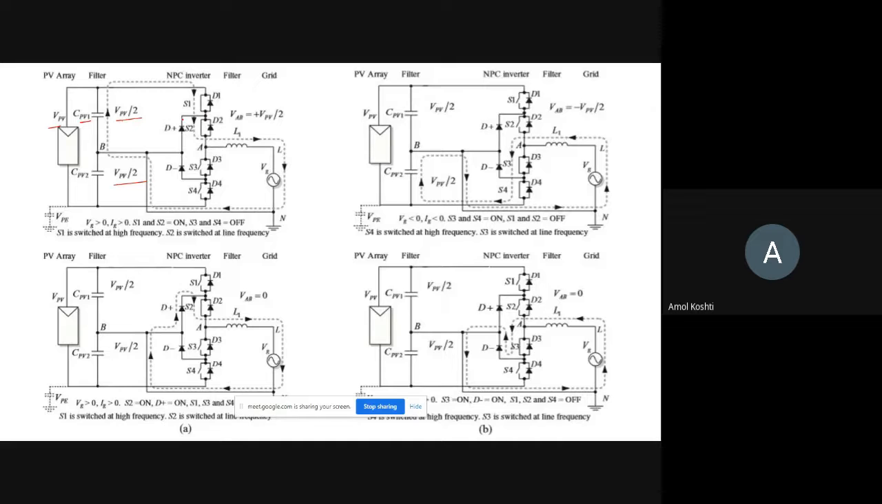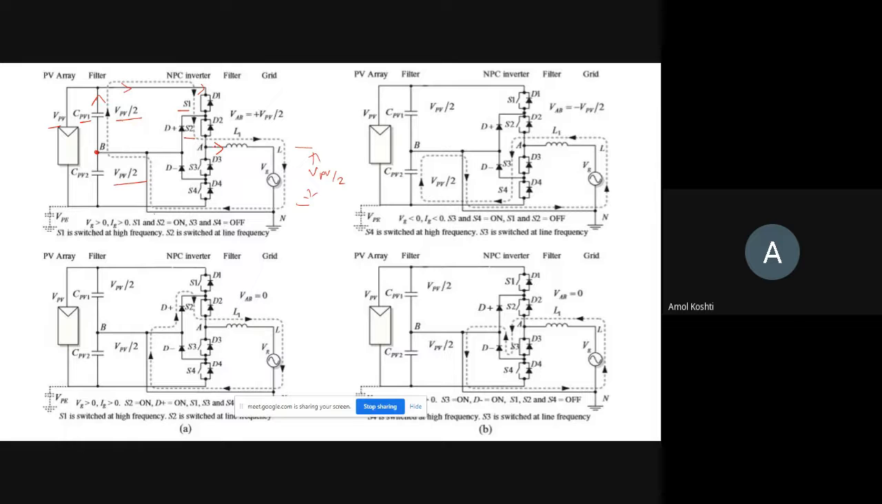Okay, so initially, if you observe the two switches, that is S1 and S2 are turned on. So this current will flow through this capacitor. It will come to this, and it will flow through S1, S2. It will flow through this load, that is our grid. Through the grid again, it will come to this, and it will close at this point again. So in this way, this VPV by 2 is coming across the grid, and this much of output is initially produced.